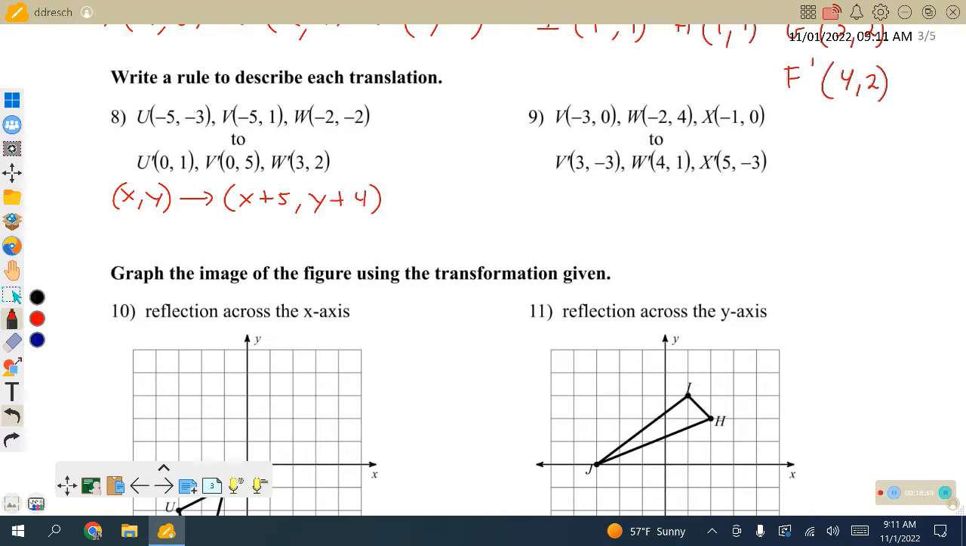Once you think you have your rule correct, just do a quick check to make sure you didn't do anything silly. So now, if I plugged in V, do I get these coordinates for V prime? Negative 5 plus 5 is 0. 1 plus 4 is 5. That checks out. If it checks out for 1, you should be fine for all the other ones. Okay. Real quick on number 9, if you haven't done so yet, take number 9 and create that translation rule.